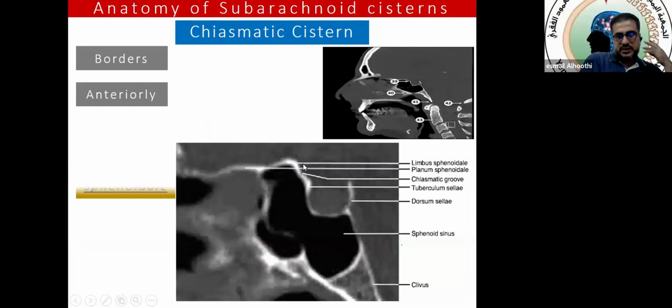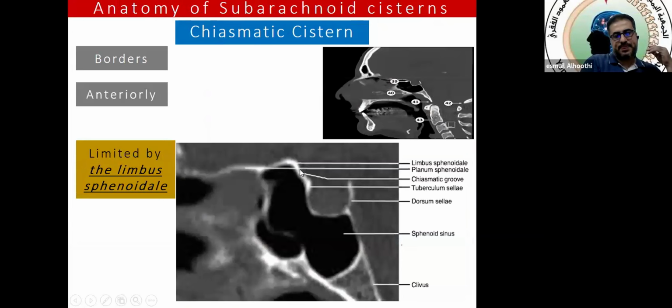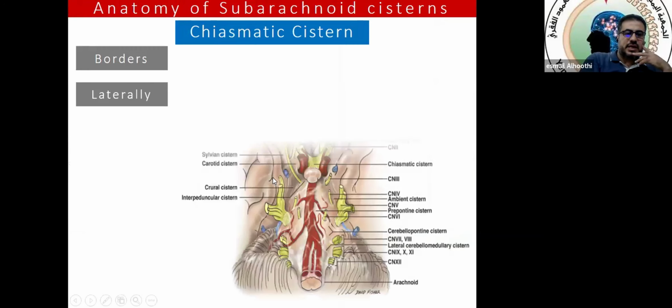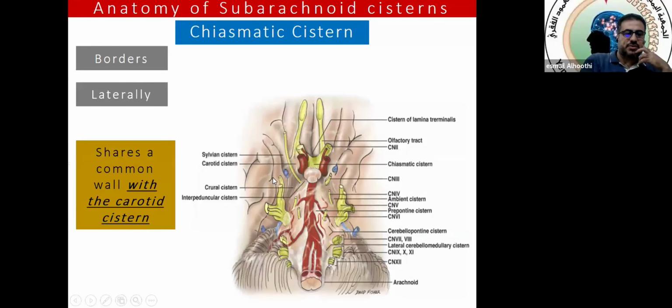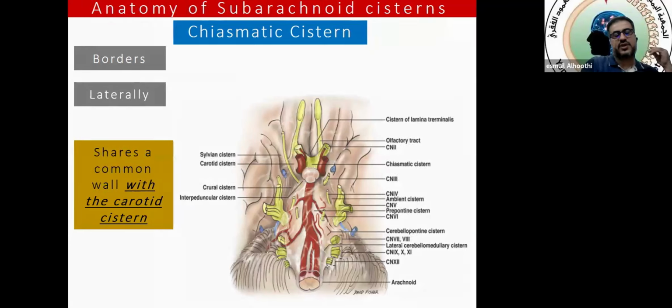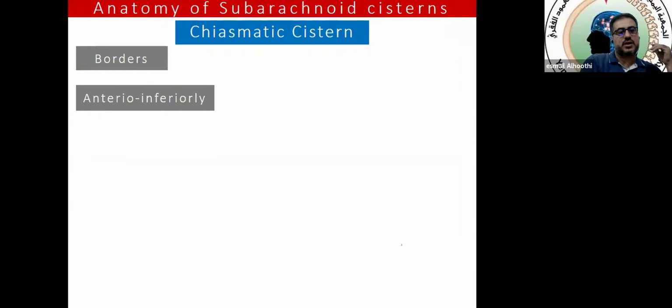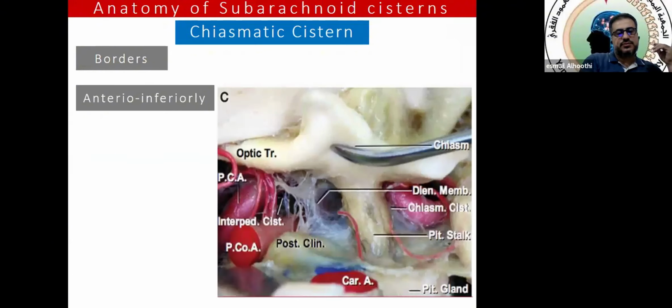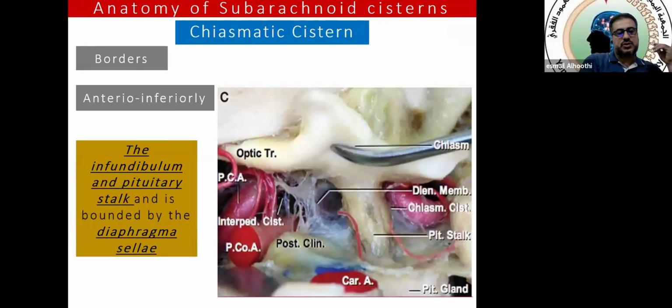Anteriorly is the limbus sphenoidale here, which is located just anterior to the chiasmatic groove, and makes the anterior border of this cistern. Laterally, it shares a common wall with the carotid cistern, which is the mesial temporal lobe and the free edge of the tentorium. Anterior-inferiorly, the infundibulum and pituitary stalk, and it's bounded by the diaphragma sellae.